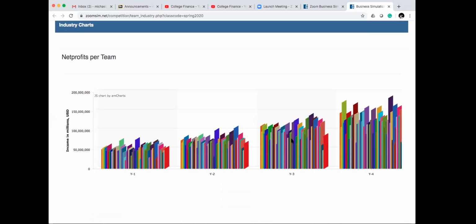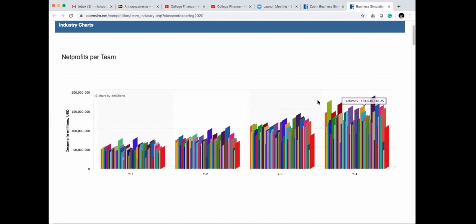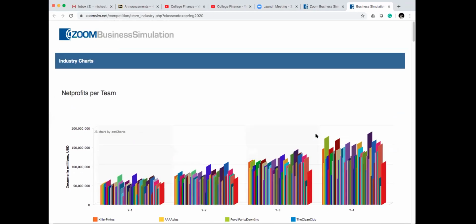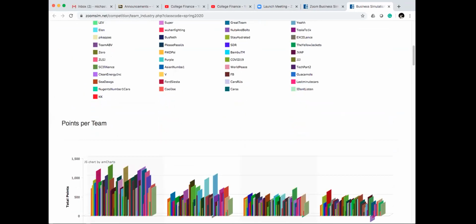So this is year 4, and we can see the net profits have increased here on year 4. And as I'm talking, feel free to put some questions in the chat group, and I'll get to them when I can.